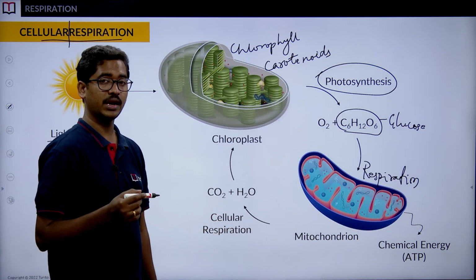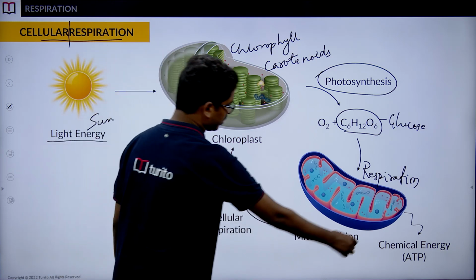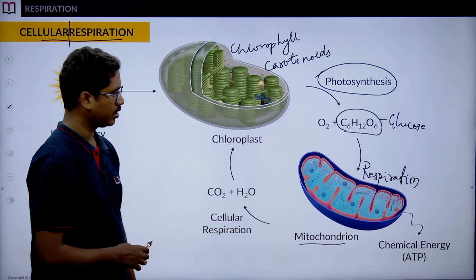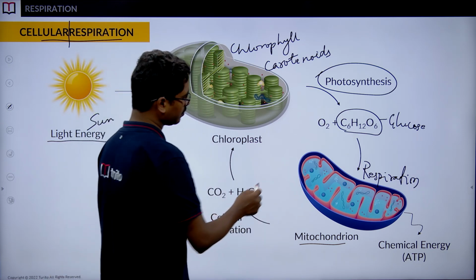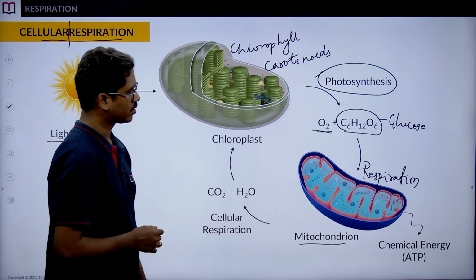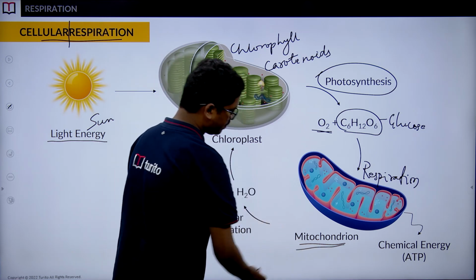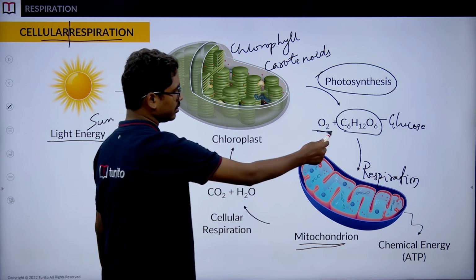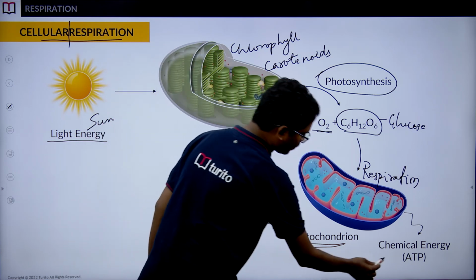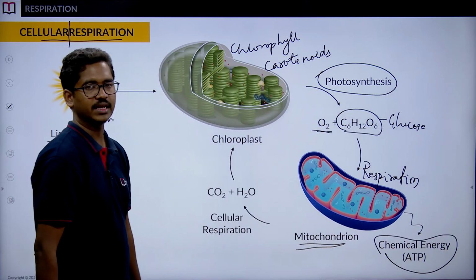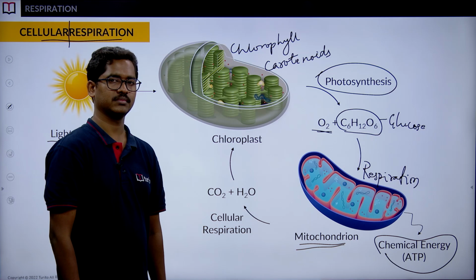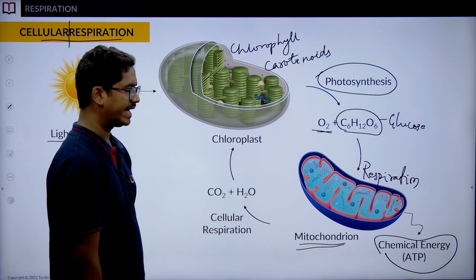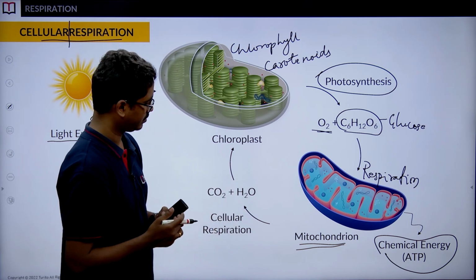Now the next step of our energy generation starts in this particular organelle, the mitochondrion. What happens here? Glucose is already present here, and that glucose combines with which one? Oxygen. So glucose combines with oxygen in the mitochondrion, and that reaction leads to the formation of chemical energy, which is known as ATP. Can you guess what ATP is? Yes, it is very simple. ATP stands for adenosine triphosphate.